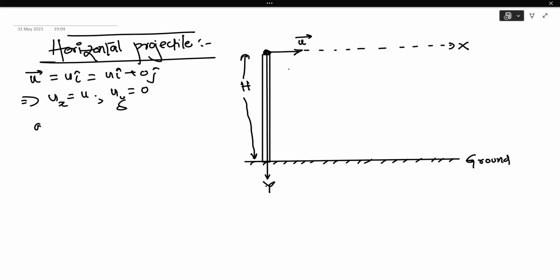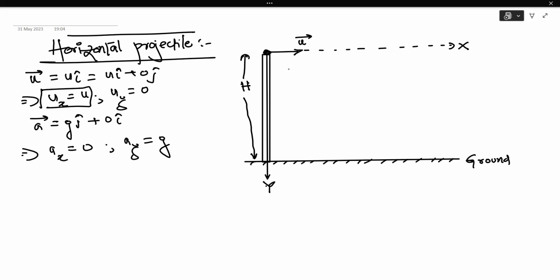We know that in projectile motion, acceleration will be downward, and we have taken downward as the y-axis here. So we will write g multiplied by j cap, and as there is no i cap component, I can write it as 0 i cap also. That means along the x-axis, acceleration is 0, and along the y-axis, acceleration is g, the acceleration due to gravity. These are the points that we have to remember.